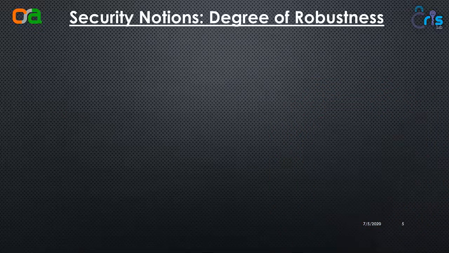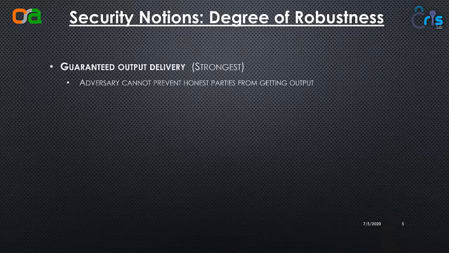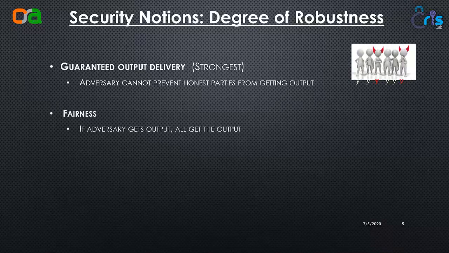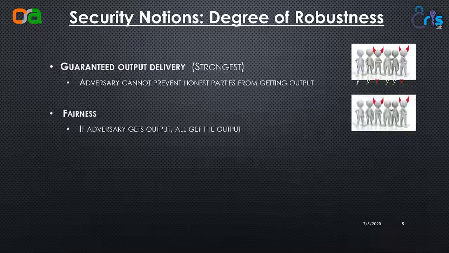Now we further mention what degree of robustness is in terms of security notions. So the strongest notion is guaranteed output delivery. That is basically an adversary cannot prevent the honest parties from getting the output. So the honest parties are always guaranteed to get the function output. The next weaker variant is if the adversary gets the output, then all the parties will get the output, else nobody will get the output.